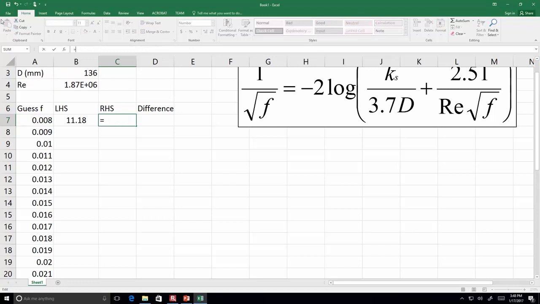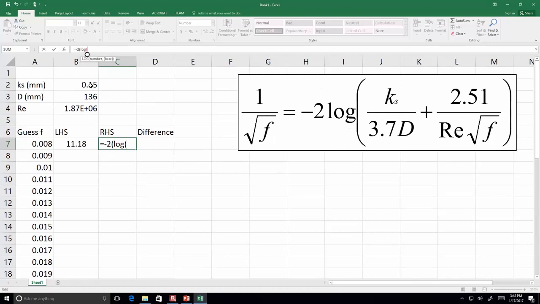Okay, so I'm going to type this in again. -2 times log. The first number is going to be the k sub s divided by 3.7 divided by d. I need to anchor those references. So you divide by twice, and so you don't have to put in the parentheses. It executes the divided by 3.7, finds the number, and then you're dividing by the d. And so it's the same thing. So it eliminated a couple of parentheses there.